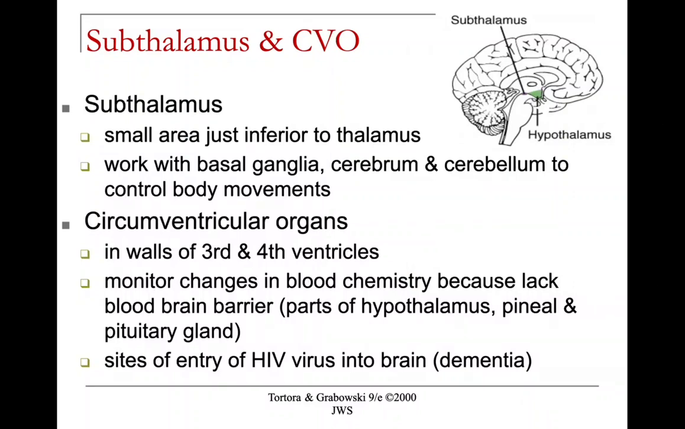So the subthalamus and circumventricular organs. The subthalamus is an area just inferior to the thalamus, and it's going to work with the basal ganglia, cerebrum, and cerebellum to help control body movements. Your circumventricular organs are in the walls of the third and fourth ventricles. They are going to monitor changes in the blood chemistry because that area lacks a blood-brain barrier. It's part of the hypothalamus, pineal, and pituitary gland. This is how HIV virus can actually enter into the brain, leading to dementia.